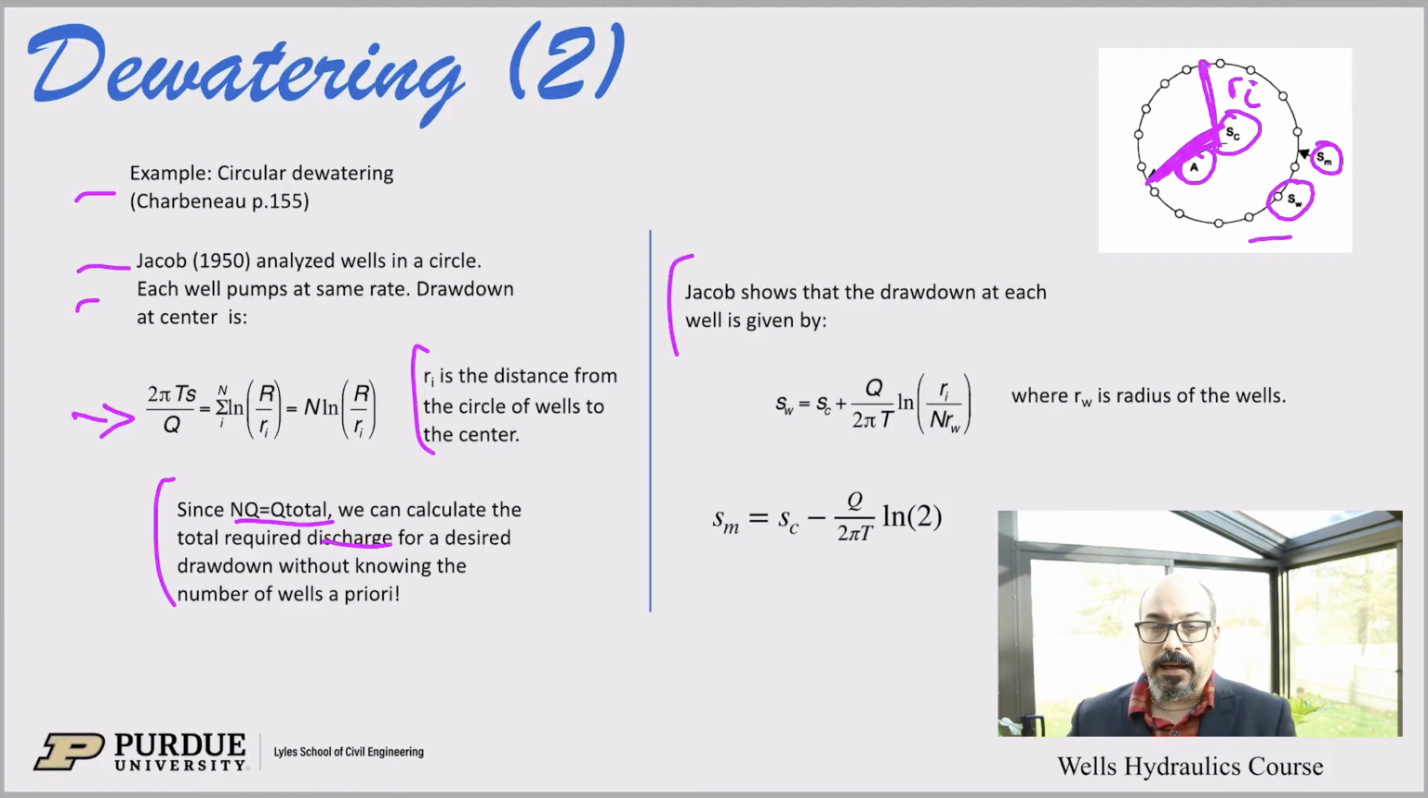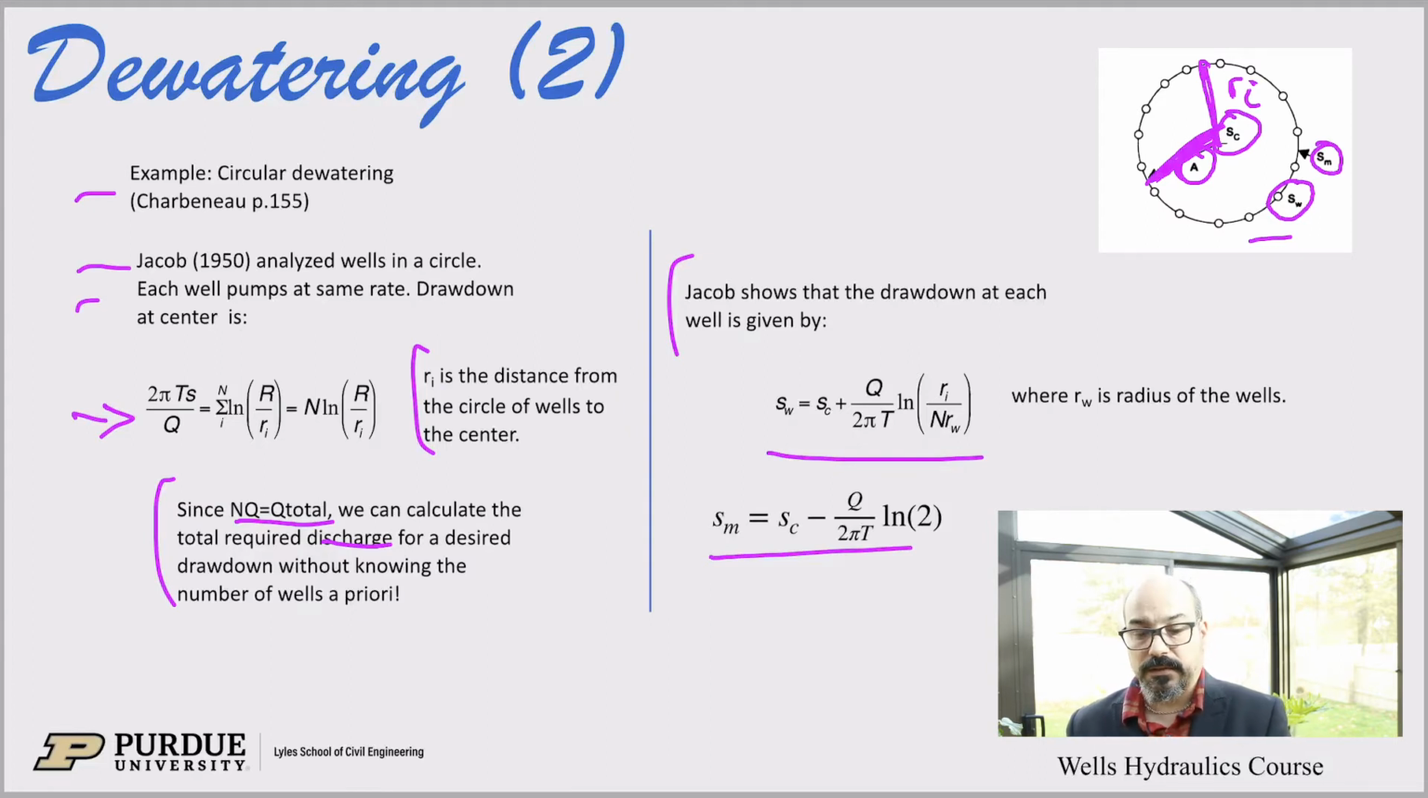Okay, so by geometry, basically just using geometry and trigonometric analysis, we can arrive at this equation here: the drawdown in the well is the drawdown in the center plus discharge over 2 pi T log Ri over Rw. And then finally the drawdown in the middle of the wells, which might be of interest, also obtained by geometry, is the drawdown in the center minus Q over 2 pi T, natural log of 2. Okay, so now we have equations that we can use to design pumping, a well field to dewater somewhere in the middle.